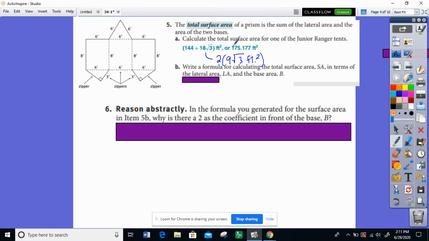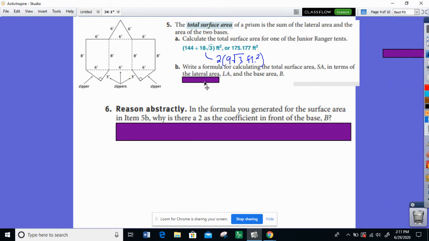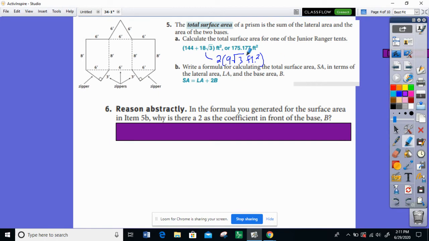So as a decimal, that's 175.177 square feet. And so now if we want a formula for calculating the total surface area in terms of the lateral area, LA, and the base area, B, that would be the lateral area plus 2 times the area of the base. Number 6 says, in the formula you generated for the surface area in item 5B, why is there a 2 as the coefficient in front of the base B? Well, that's because we have two bases, right?